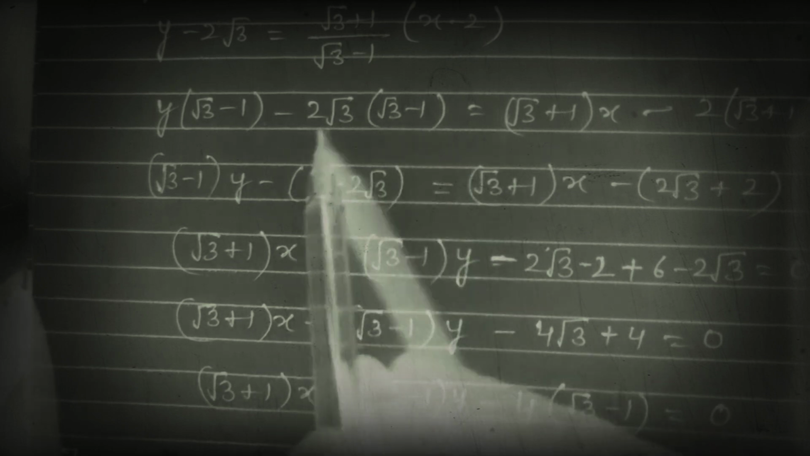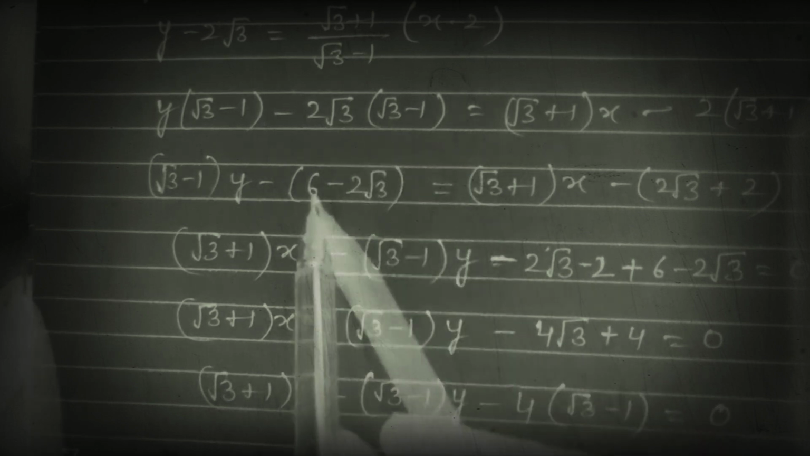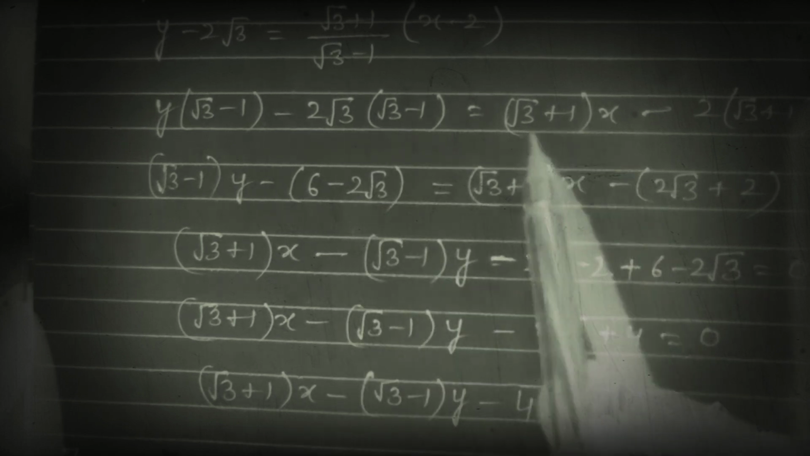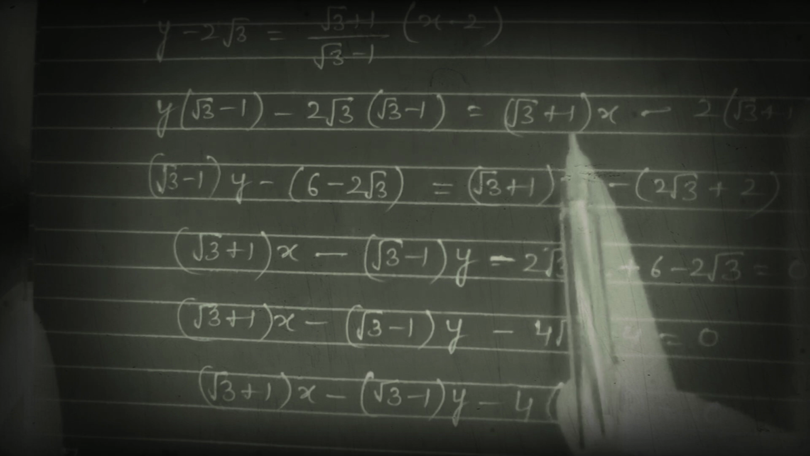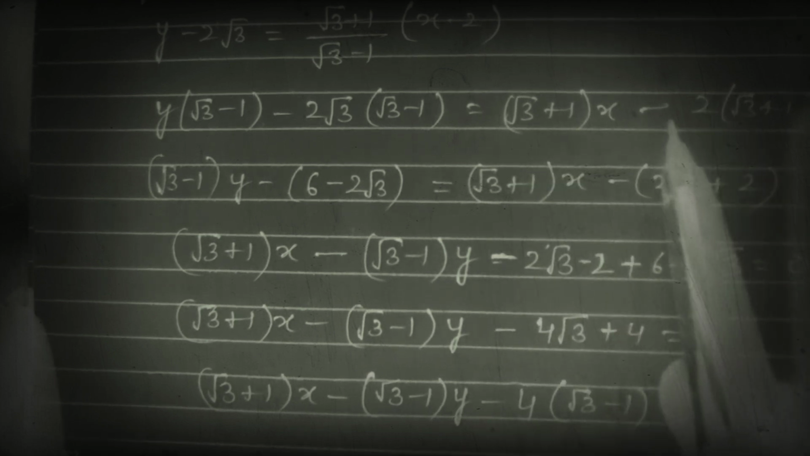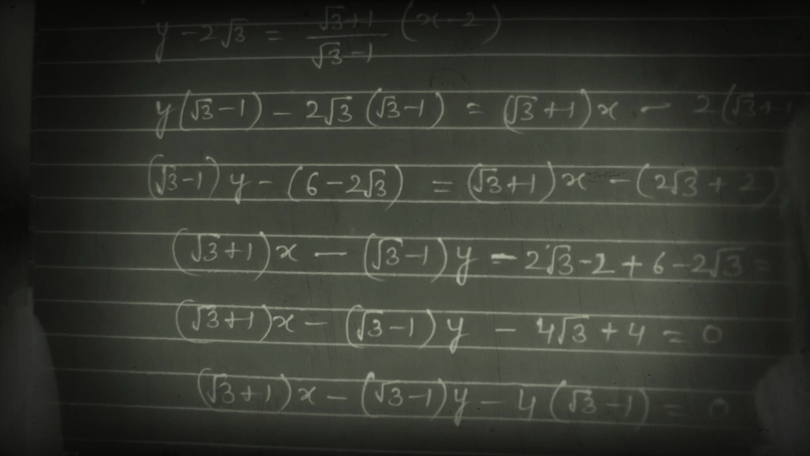So it will be 2 root 3 into root 3. 2 3s are 6. 2 root 3 multiplied with 1 is 2 root 3. And the x coefficient here is root 3 plus 1. Don't separate these. We will keep this multiplied as it is. Minus 2 into root 3 plus 1. We will multiply these, 2 root 3 plus 2.